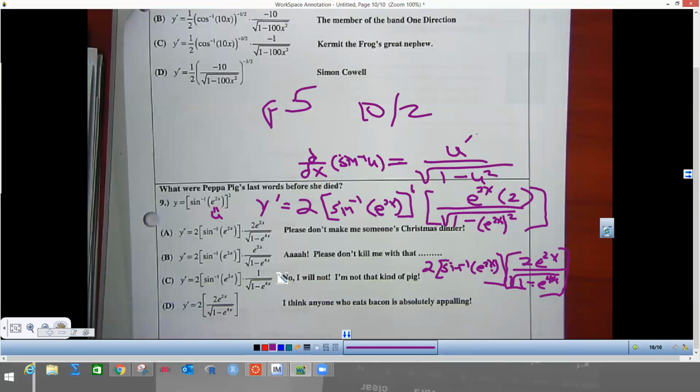All right, so let's see if we can find this. So we got 2 inverse sine of 2x, so it's not that one. And we got 2e to the 2x in top, so it's this first one, A.